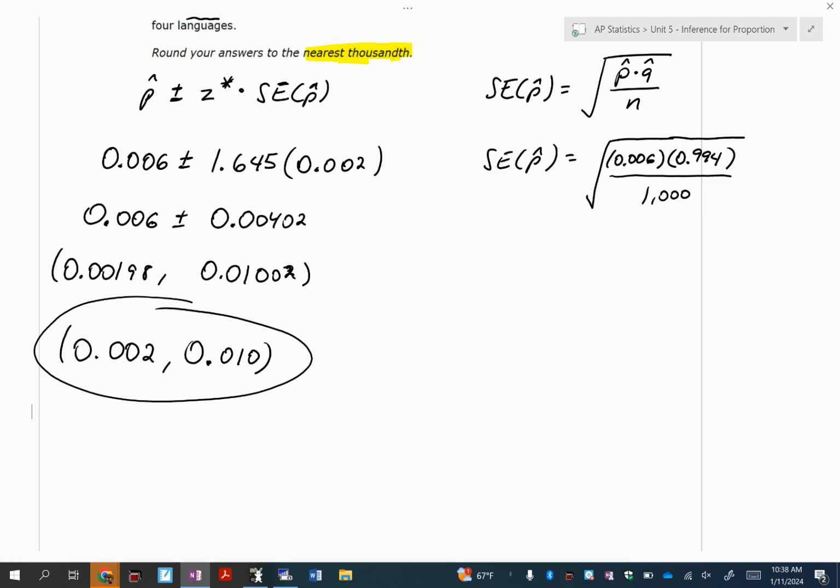So go 1 after, so tens, hundreds, thousands. Go 1 past it, the 9 makes that 1 into a 2. Go 1 past it, that 0 keeps this as a 0. If you're having trouble rounding, I'm going to give you 20 minutes to practice in a moment. I can help you with the rounding.